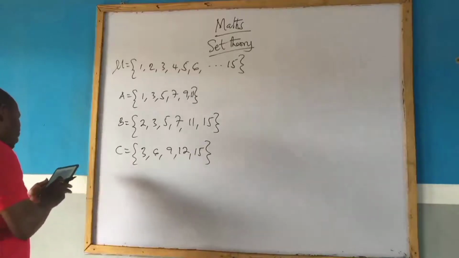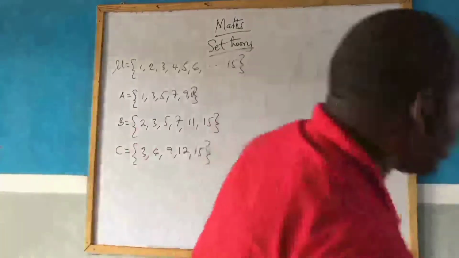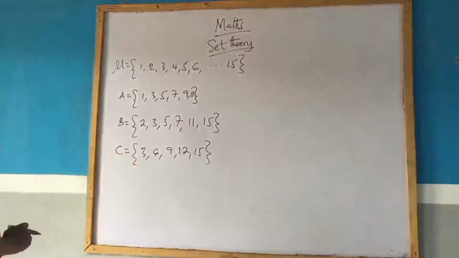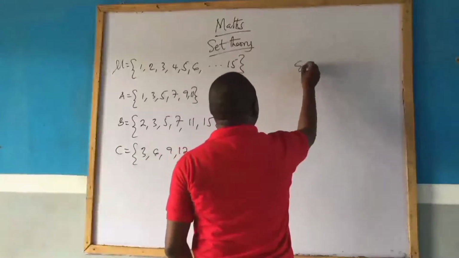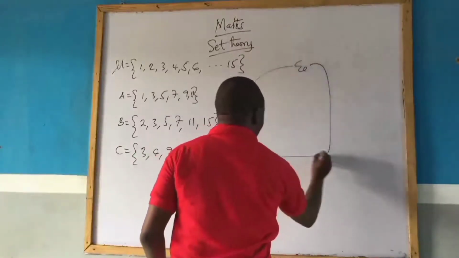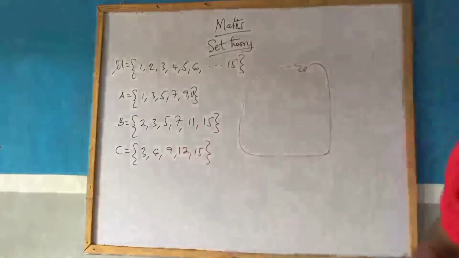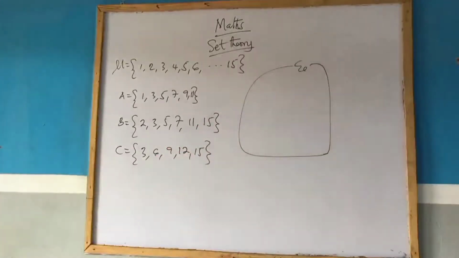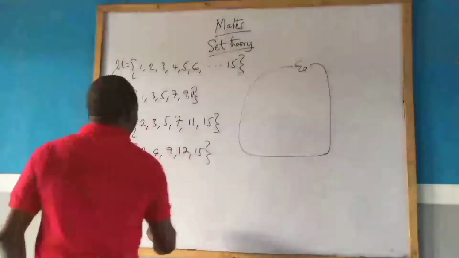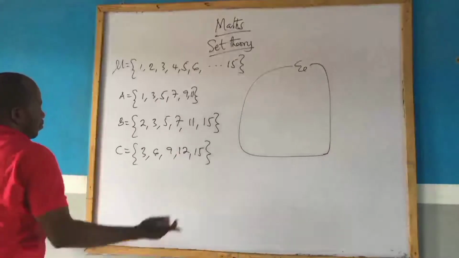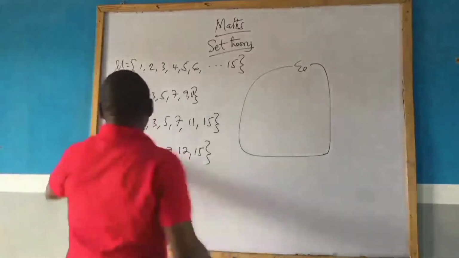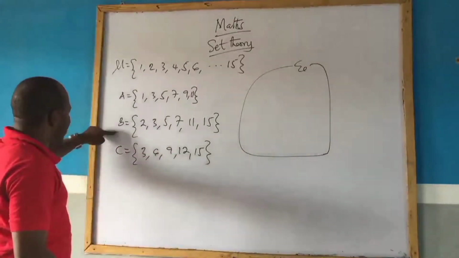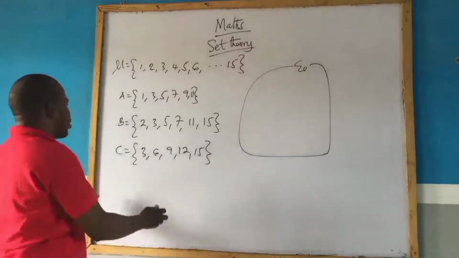The first question now says we should present this in a Venn diagram. So we look at this question, you're going to have a Venn diagram. Now, you look at the question. Do we have elements common to the three of them? We don't. We don't have any element common to the three of them. But we have elements common to A and B.